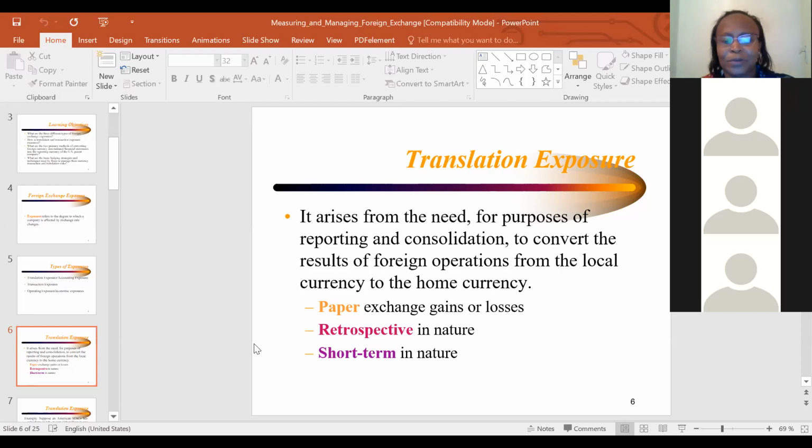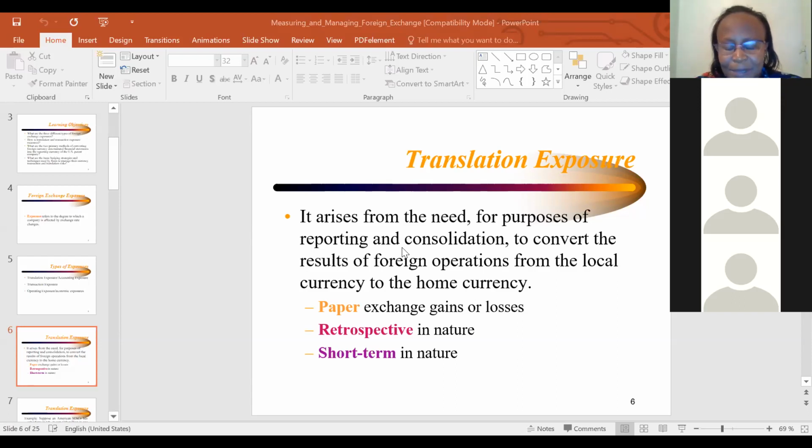At which rate do we use to convert those books? Anyone who has an idea? Anyone who has an idea why we need to convert the books and what rate do we use? Because this is not really a loss. It's only a loss in the books of accounts. It's accounting. That's why it's being called an accounting exposure.